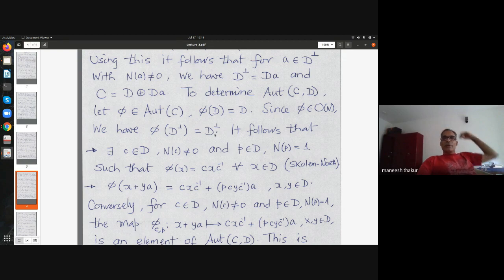Now, I mentioned the Skolem-Noether theorem, which says that if I have a central simple algebra, then any automorphism of that is given by a conjugation by a fixed element. So that tells me when I restrict phi to this D, it will look like this. Phi of x will be C x C inverse for all x in D. So that gives me this single.